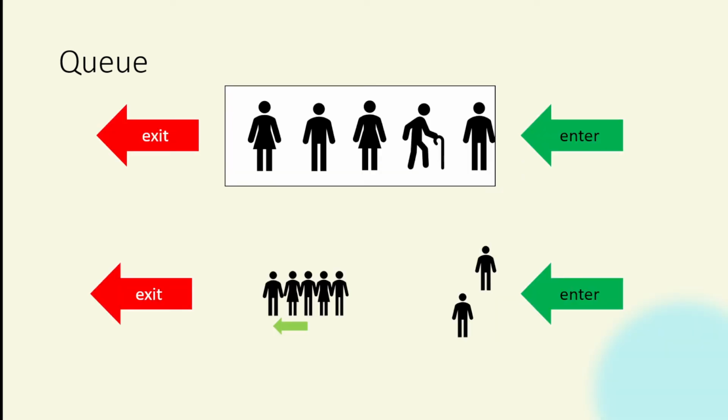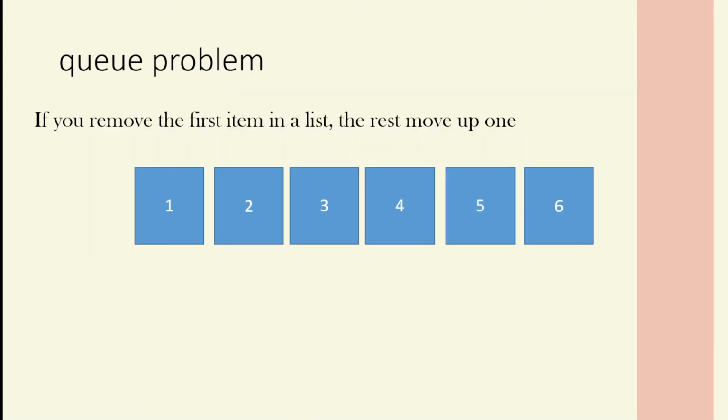So if you're in a queue, if you're at the front of the queue, then you leave at the front. But if you want to join a queue, you join at the end. So we can see here, as you do in real life, you join at the end of a queue and you leave at the front.